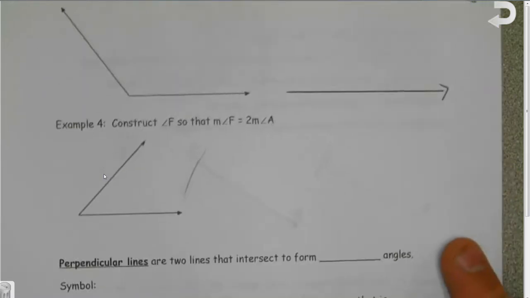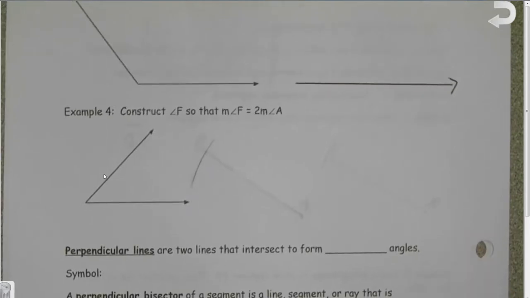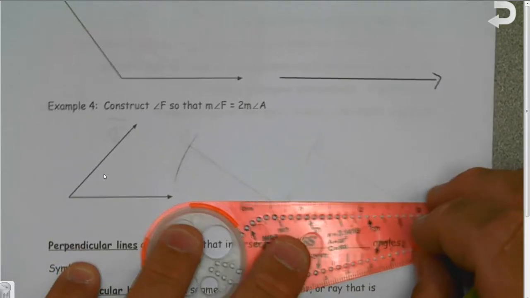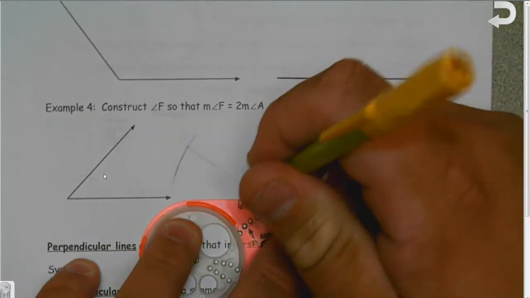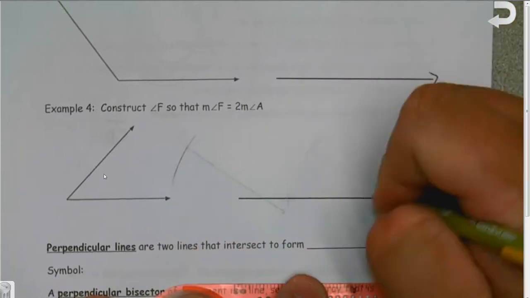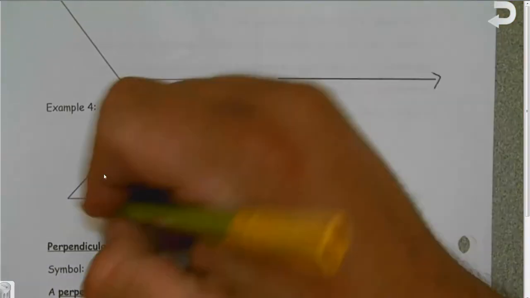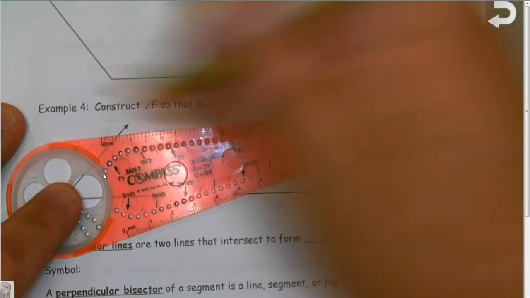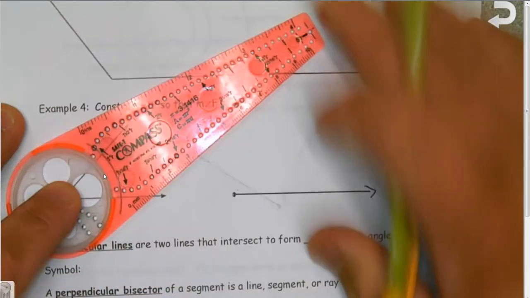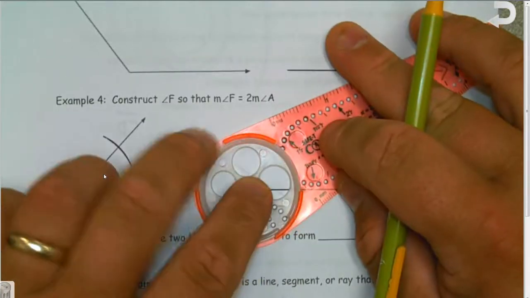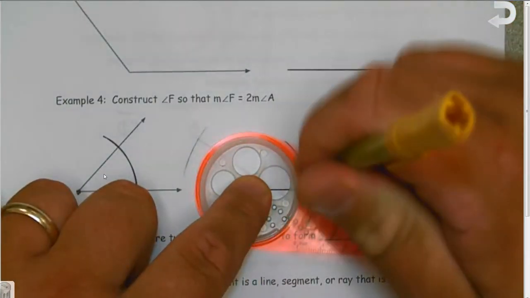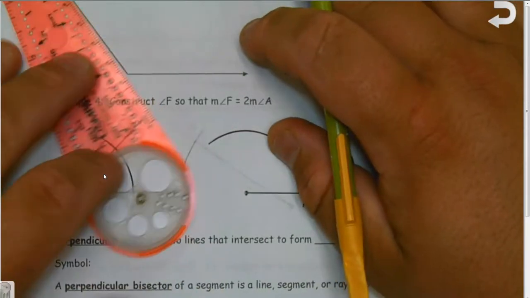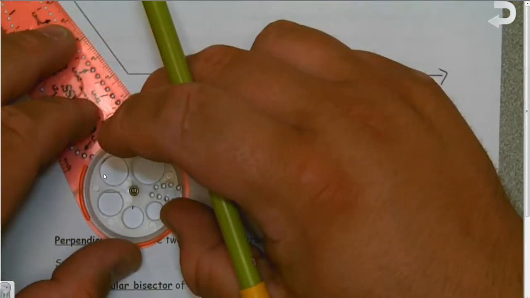Alright, example 4. Create angle F so that it's 2 times the measure of angle A. This is just like what we did with the line segment, except now we're doing it with an angle. I'm going to create my ray. Make sure I have my vertex. Arc my angle. I'm going to arc my angle really big here because we're doing double. Measure across the arc.